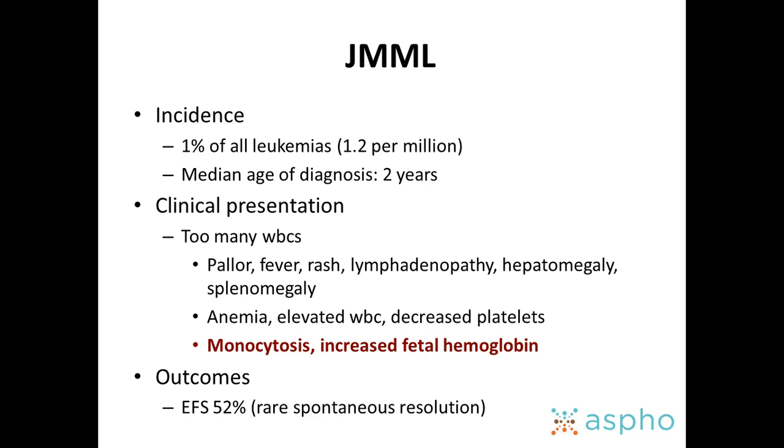It's 1% of all leukemias, about one or so per million. It usually shows up in young kids, with too many white blood cells, so you have this burden of aggressive myeloid production. The key features for your test: monocytosis, increased fetal hemoglobin, and splenomegaly are the key features of JMML. And the outcomes aren't great, even though it's this smoldering, indolent, histologically bland disease. It's not good.